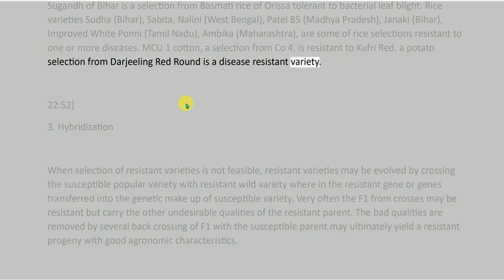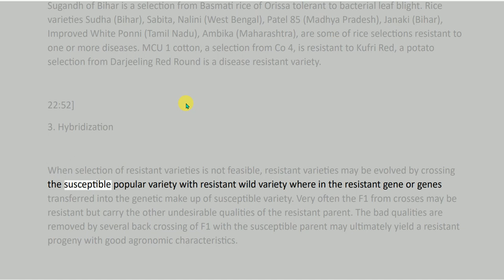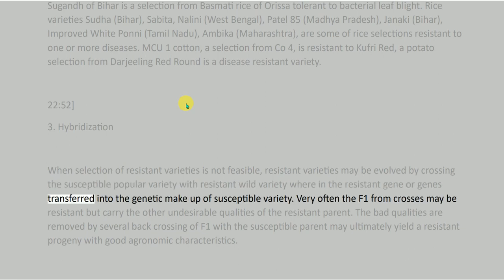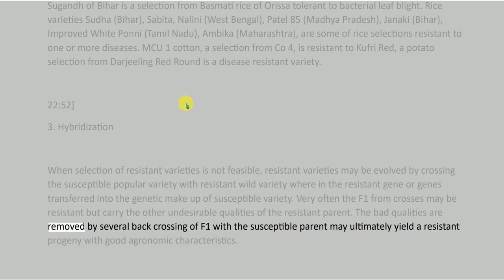When selection of resistant varieties is not feasible, resistant varieties may be evolved by crossing the susceptible popular variety with a resistant wild variety, wherein the resistant gene or genes are transferred into the genetic makeup of the susceptible variety. Very often the F1 from crosses may be resistant but carry the other undesirable qualities of the resistant parent. The bad qualities are removed by several backcrossing of F1 with the susceptible parent, which may ultimately yield a resistant progeny with good agronomic characteristics.